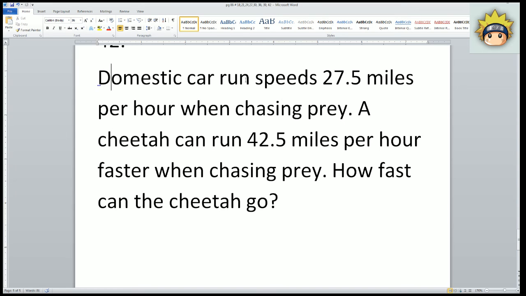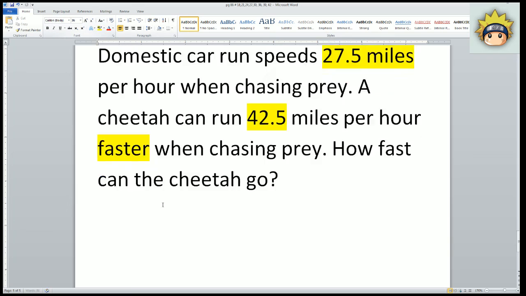A domestic cat runs speeds of 27.5 miles per hour. So let me just highlight this. This seems like a very useful piece of information when chasing prey. A cheetah runs 42.5 miles per hour faster.